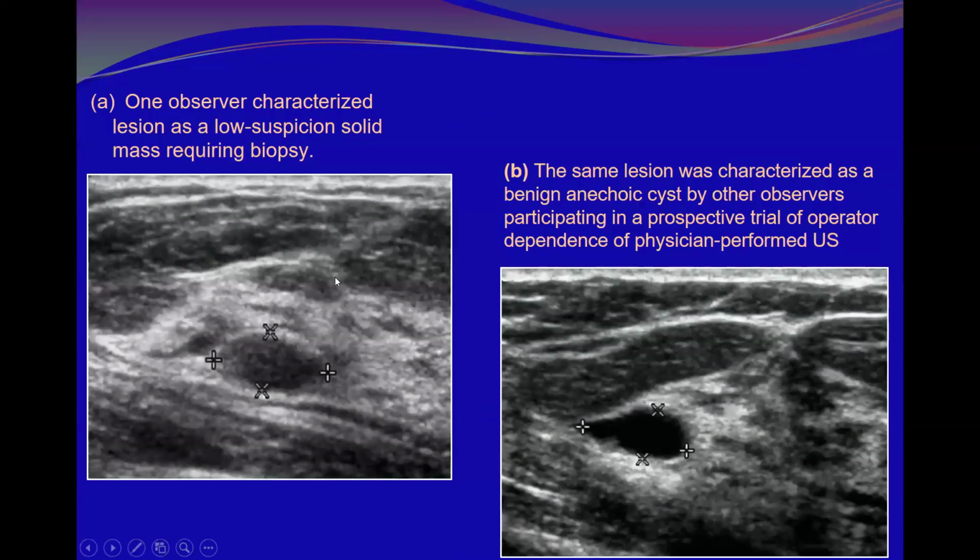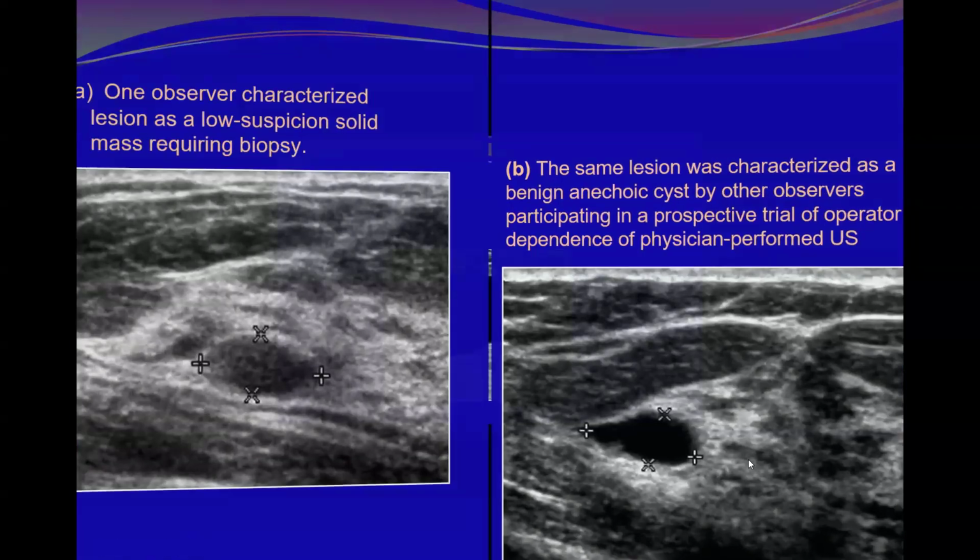And again, this less expert sonographer showed this cyst as an indistinct hypoechoic mass. But when they repeated it here with good ultrasound settings, it was just a simple cyst.